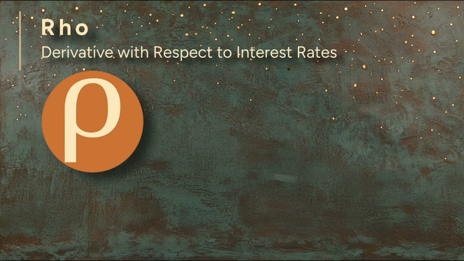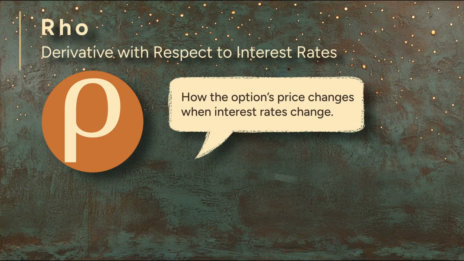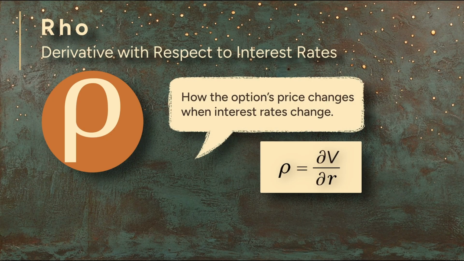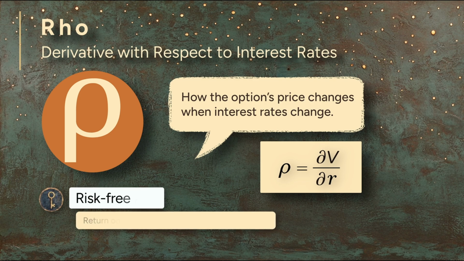Rho is the Greek that measures how much the value of an option changes when interest rates change. Mathematically, Rho is the partial derivative of the option's value V with respect to the risk-free interest rate r. What does this entail? First, risk-free rate. This is the rate of return you can earn on an investment that is, in theory, free of default risk.